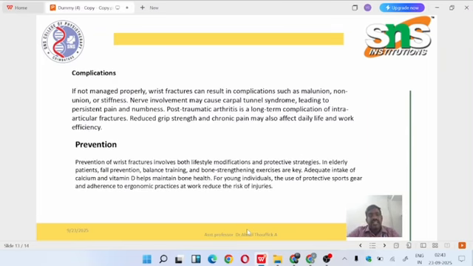Coming to complications and prevention. Complications can include malunion or non-union, carpal tunnel syndrome, arthritis, stiffness, and reduced grip strength. The strategy is to prevent them before they occur. In the elderly, fall prevention and balance training may be helpful, along with bone health, and calcium and vitamin D supplements may be used for patients. In adults, use protective gear during sports and safe workplace practices.